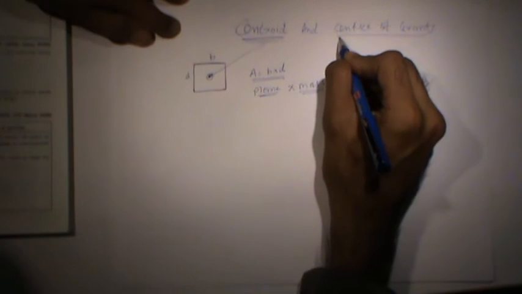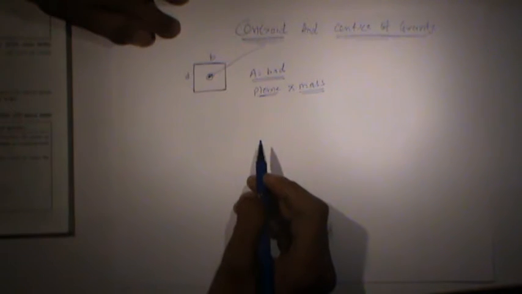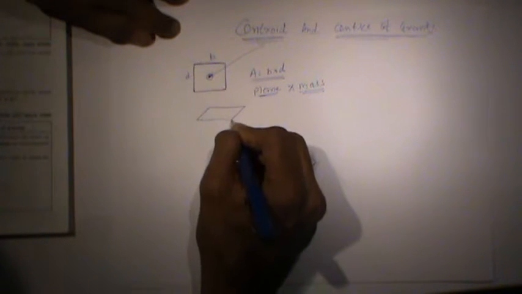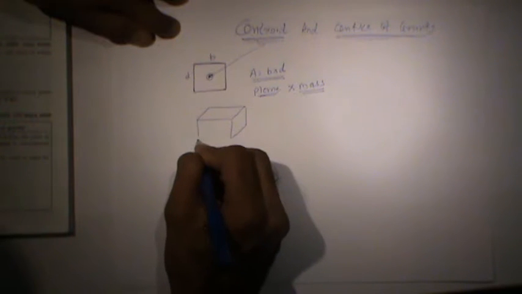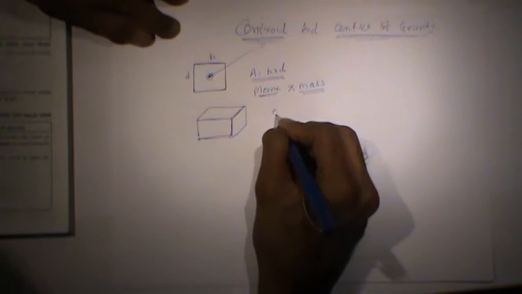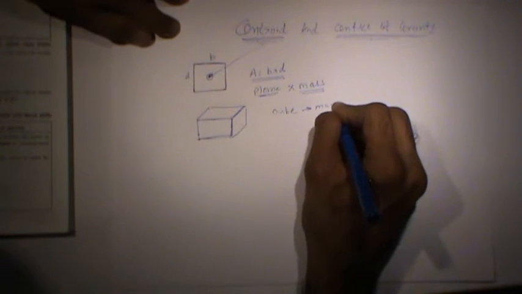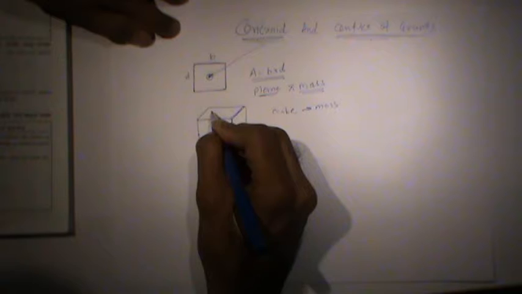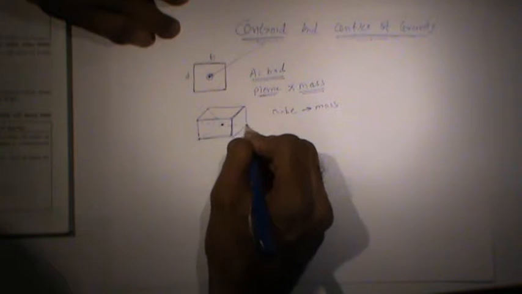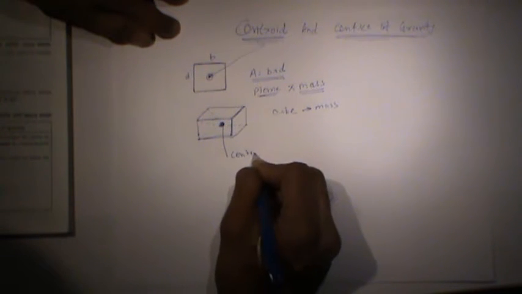Now we are here to know the centroid as well as the center of gravity. Now what is the center of gravity? Let me take one example. Suppose we have one cube. This cube is having some mass, and this mass is concentrated on some inner point. That point is known as the center of gravity.